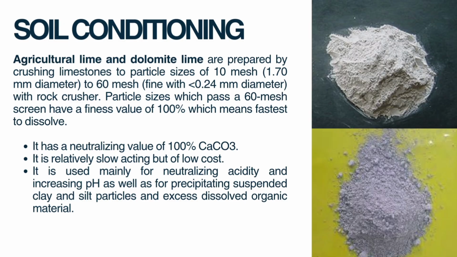Agricultural lime has a neutralizing value equivalent to 100% calcium carbonate. Although it is relatively slow acting, it is widely used because it is low in cost and safe for pond application. This type of lime is mainly used to neutralize acidity and increase pH in pond soil and water. It also helps in the precipitation of suspended clay and silt particles as well as excess dissolved organic matter, which improves water clarity and overall pond condition.